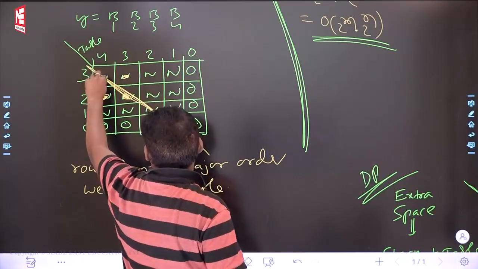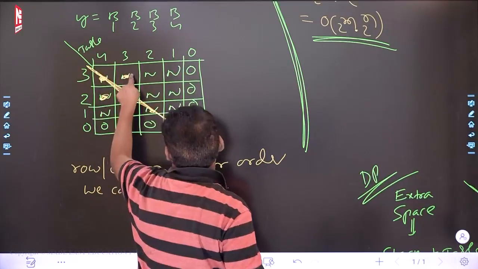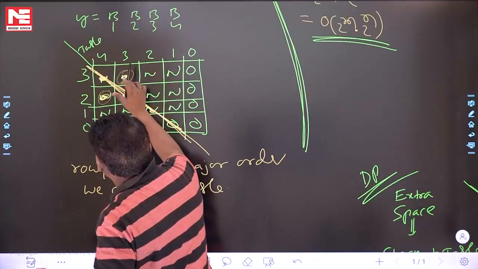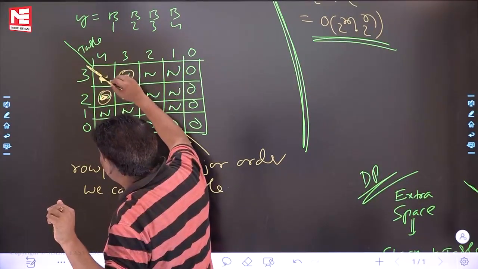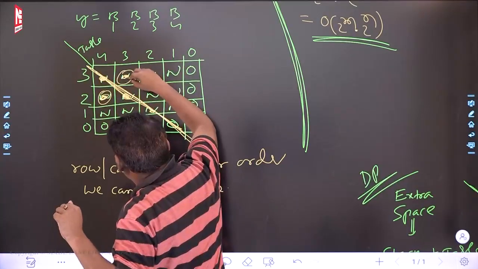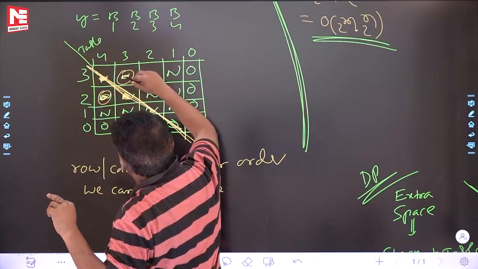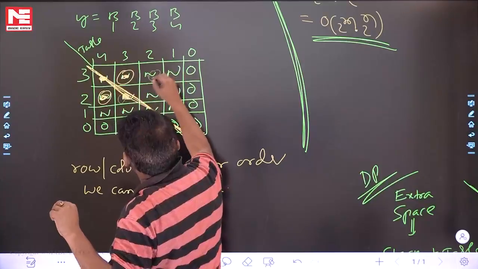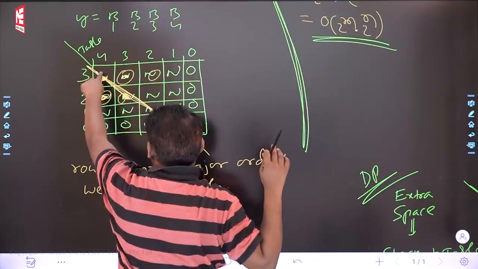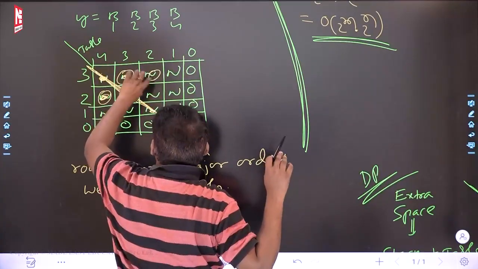Whenever matching not there, either this one or this one is required. Matching not there: this one find out, this one find out. Carefully listen, matching not there, this one find out, take the maximum. But how will you get this one? Again, matching not there, this one find out, maximum. So what I want to say is, if you want to get this answer, these two are required. To get this one, these two are required.